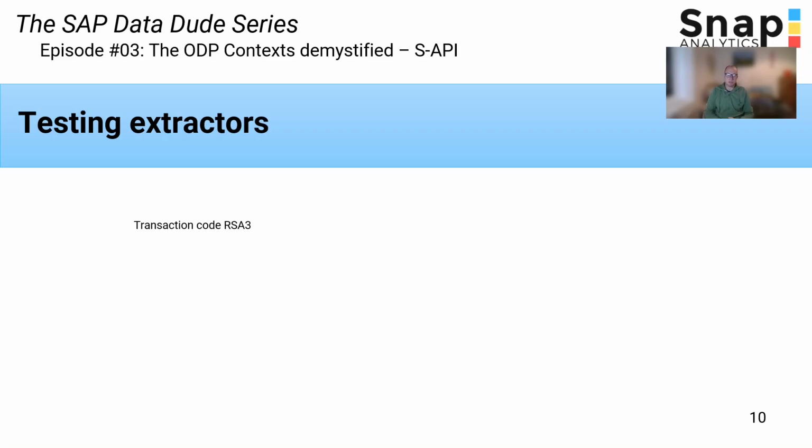This is quite useful to know when you have a third-party system and you get data from SAP and you expect something has gone wrong along the way. It is useful to know whether the extraction on the SAP side went wrong or if it's something further downstream that has gone wrong. So a very simple test you can do in transaction code RSA3.